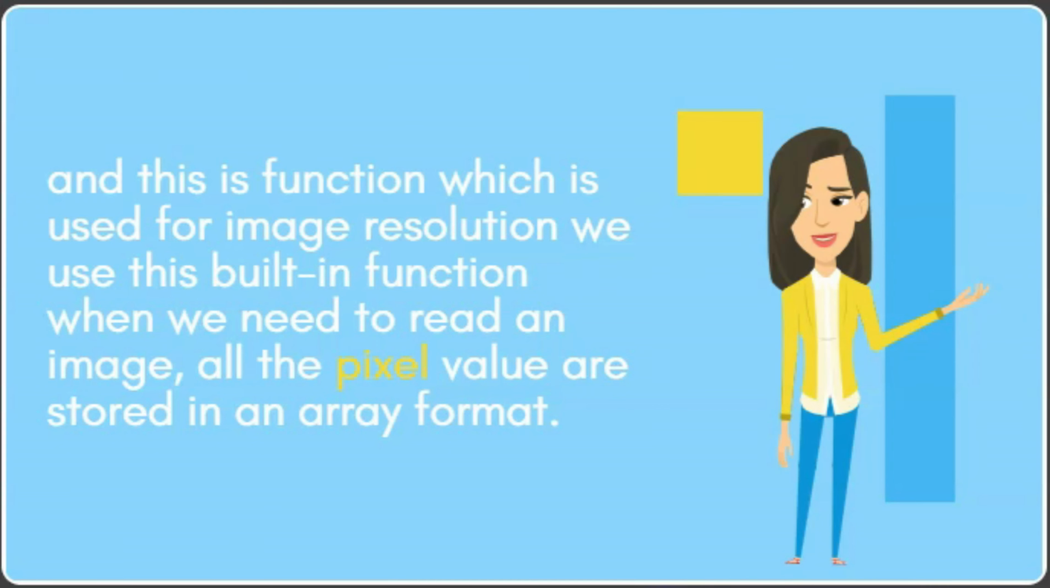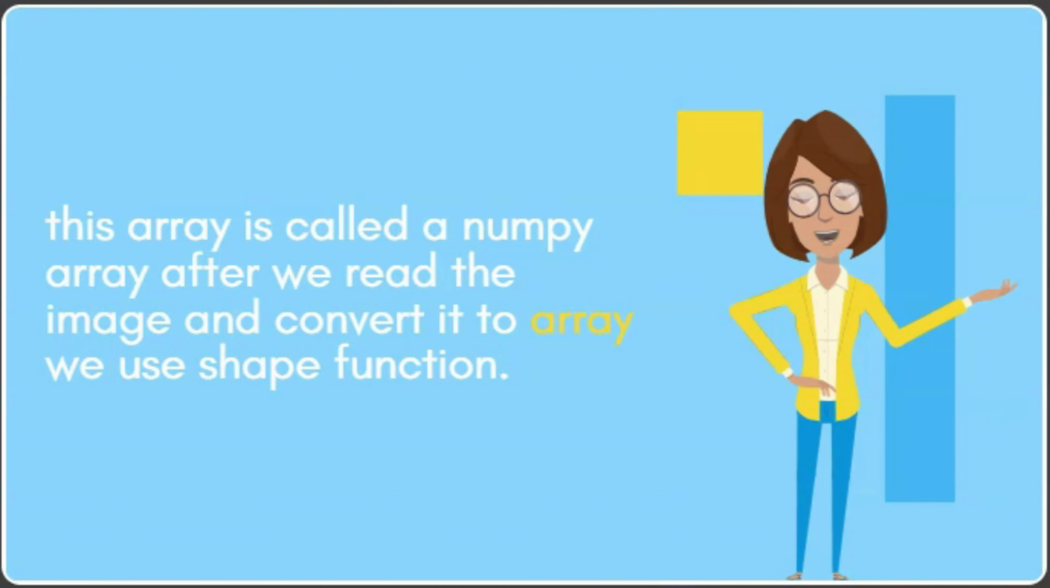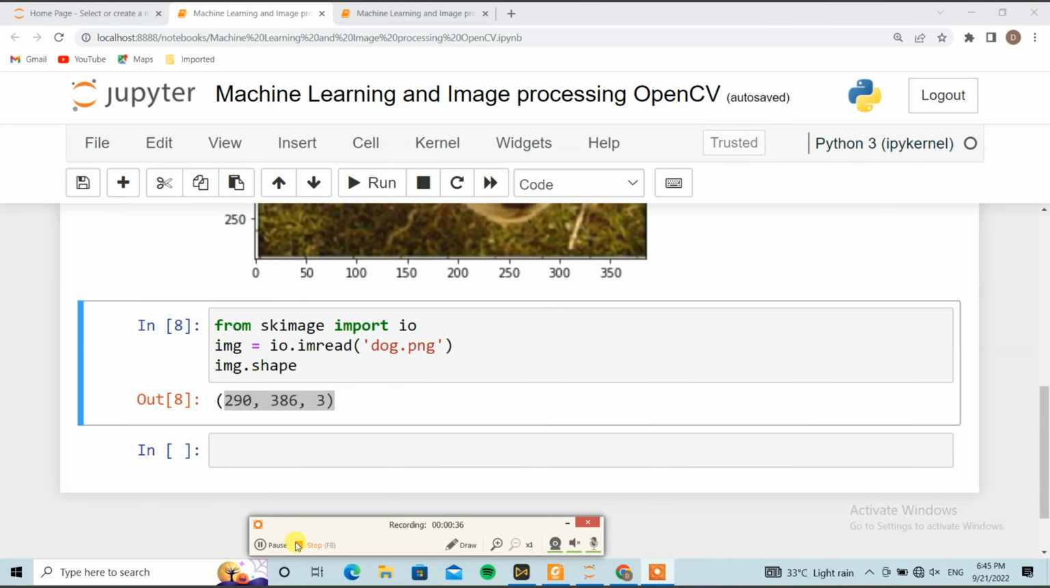This array is called a numpy array. After we read the image and convert it to an array, we use the shape function. To look at the resolution in the code, you see that we have an image with a resolution of 1536 by 2048, and it has 3 channels because it is in the red, green and blue color format.